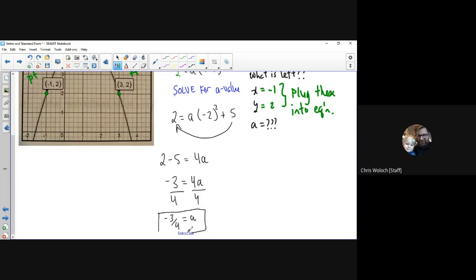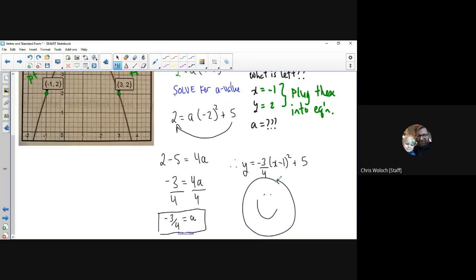So a equals -3 over 4. So my equation is going to be y equals -3 over 4 (x minus 1) squared plus 5. Okay.